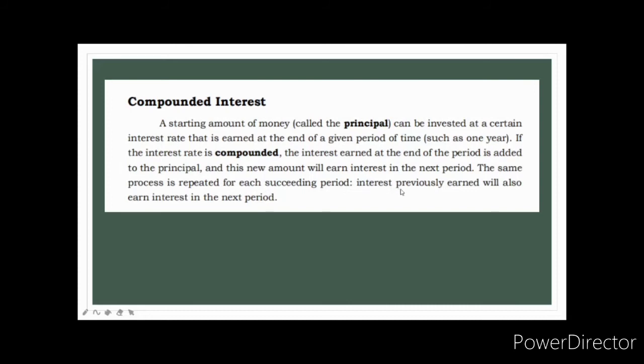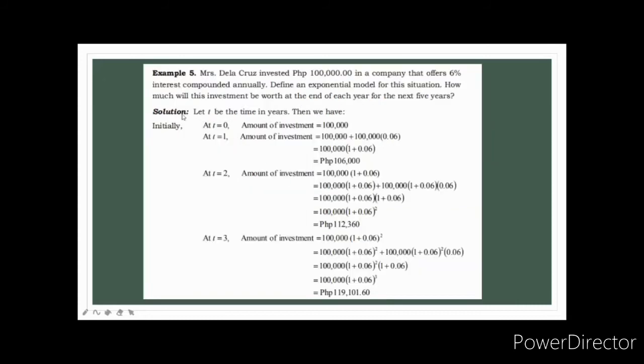Let us take example number 5. Mrs. De La Cruz invested 100,000 pesos in a company that offers 6% interest compounded annually. Define an exponential model for this situation. How much will this investment be worth at the end of each year for the next 5 years? Solution. Let t be the time in years. Then we have, initially at t equal to 0, the amount of investment is 100,000.